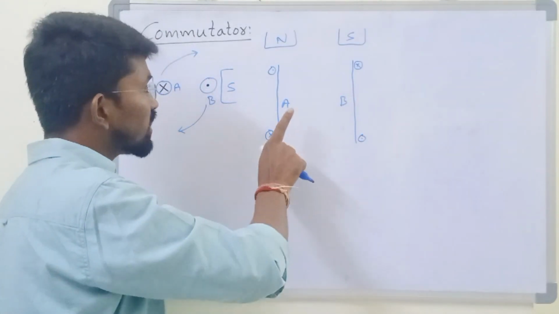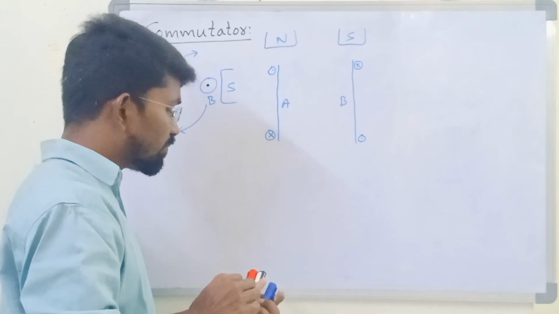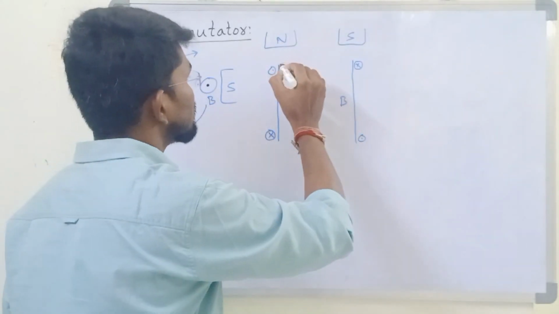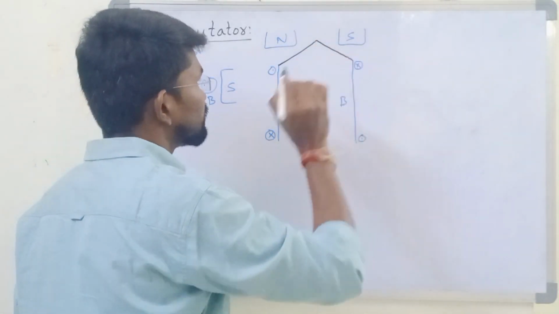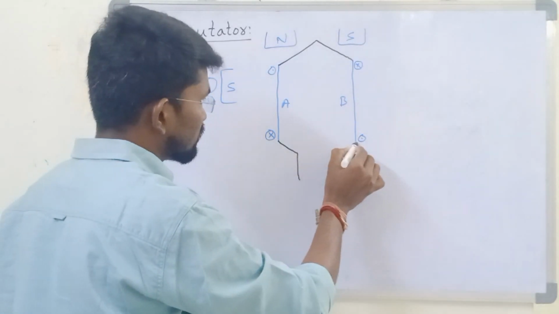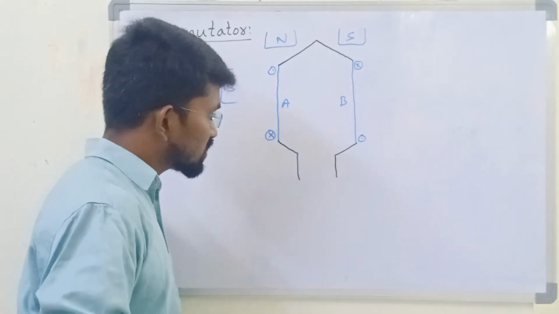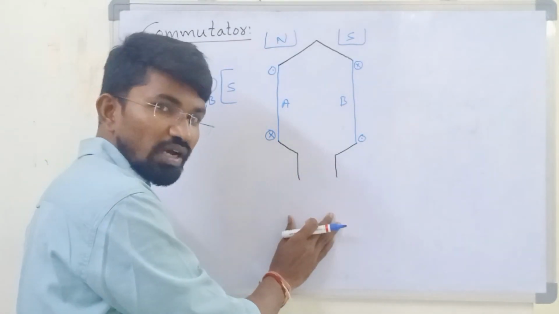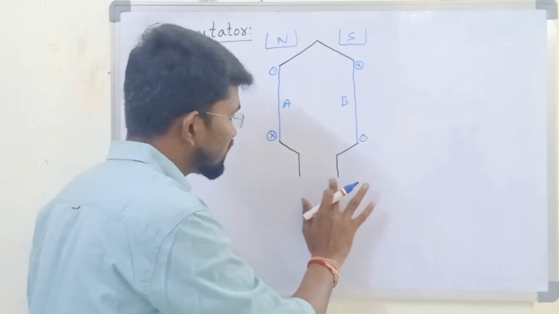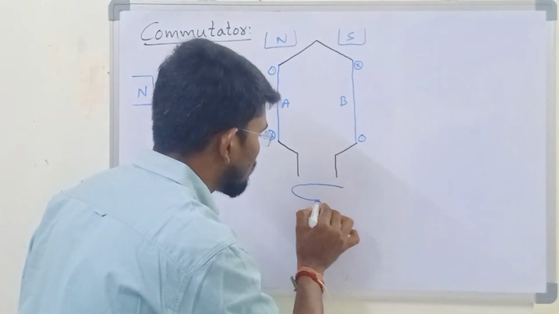Now, in order to add the voltages of conductor A and conductor B, we will take the help of back end connections here, and the front end connections will be taken out here. To these front end connections, we are connecting a special device in our DC machine, that is nothing but a commutator.